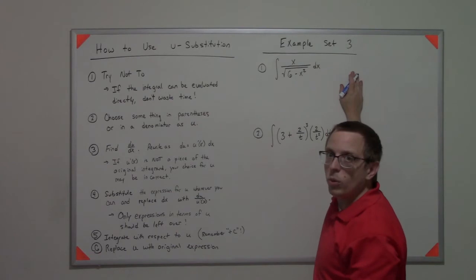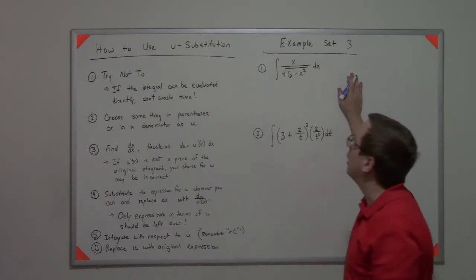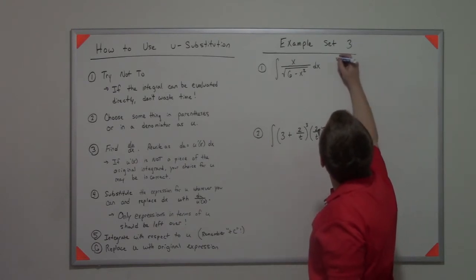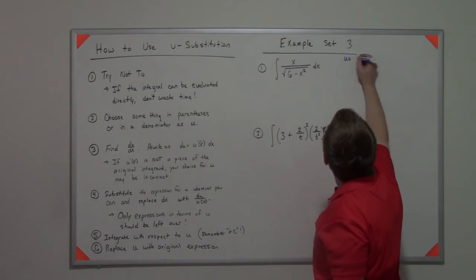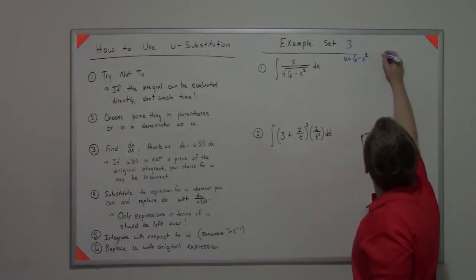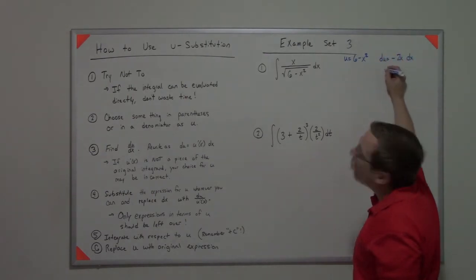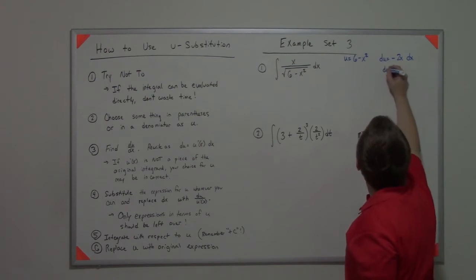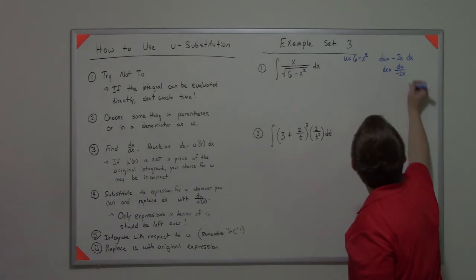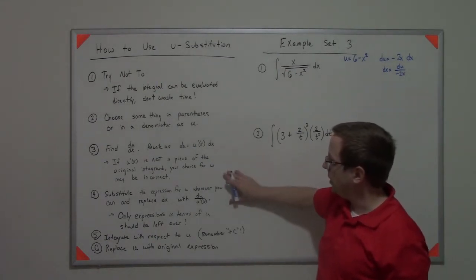In fact, depending on how much board space we have left, I may try to do that, but I don't know if it's a good idea. All right, so what you do is you say u equals 6 minus x squared. So du is negative 2x dx. Or you could say dx equals du over negative 2x. So that's this piece and this piece.